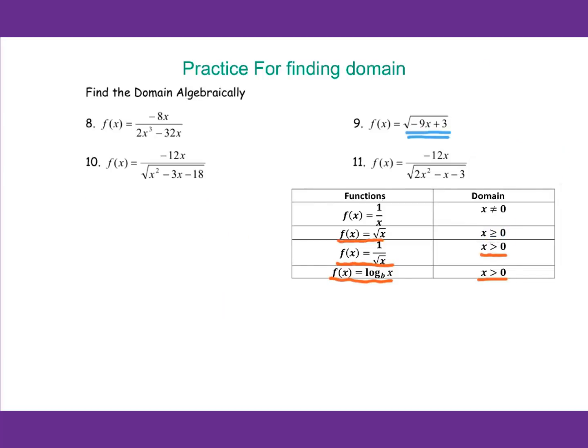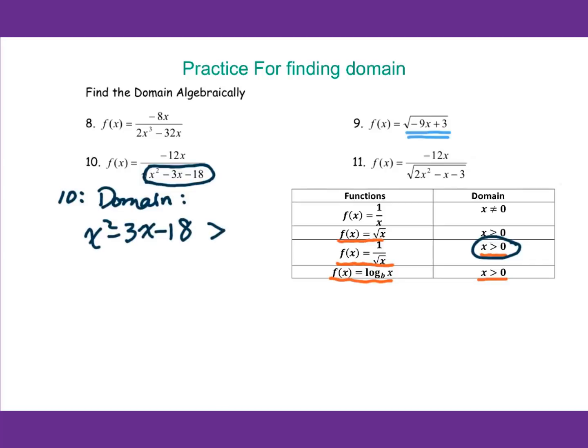Now let's go to number 10. For number 10, we know this is a rational square root function. Make sure the radicand is greater than or equal to 0. Therefore, you have to set up the domain. It's this one: the radicand x squared minus 3x minus 18 greater than 0. You got the greater than 0 format.